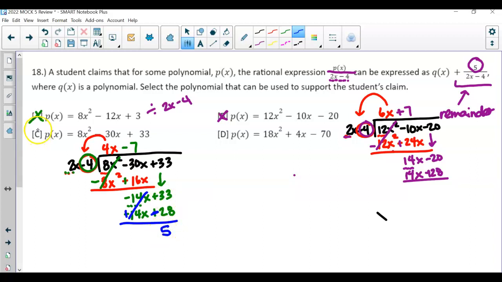That's why the answer here is C. You needed a remainder of 5. If we were to write this answer, this would be 4x minus 5 plus 5 over 2x minus 4 to represent the remainder.